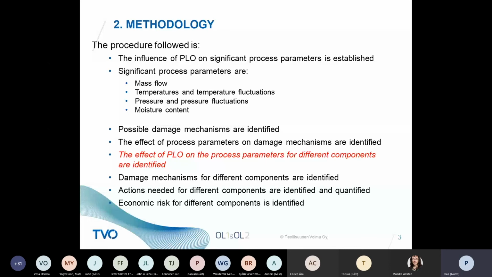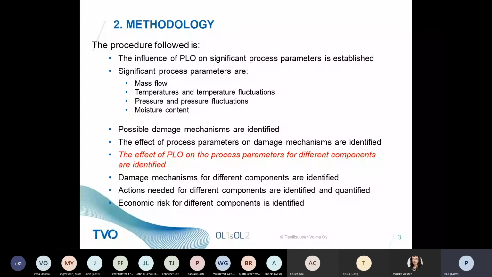Then obviously we also start to investigate what action we shall take. Do we need to make any changes, or do we need to make any monitoring, and do we need to do any additional analysis? And then obviously economic risk has to be studied in the whole process.